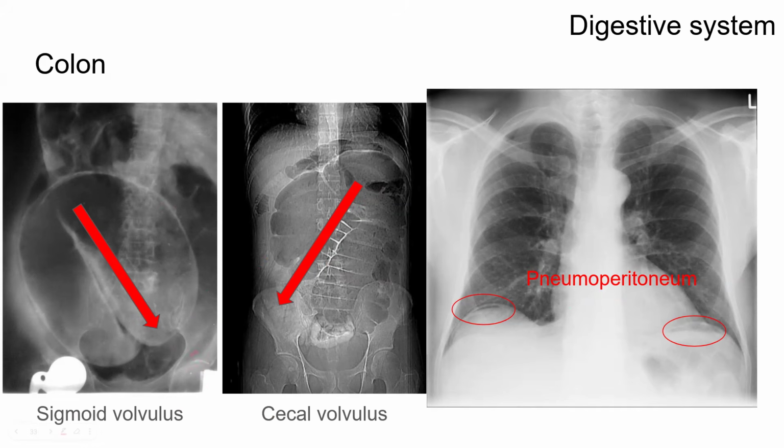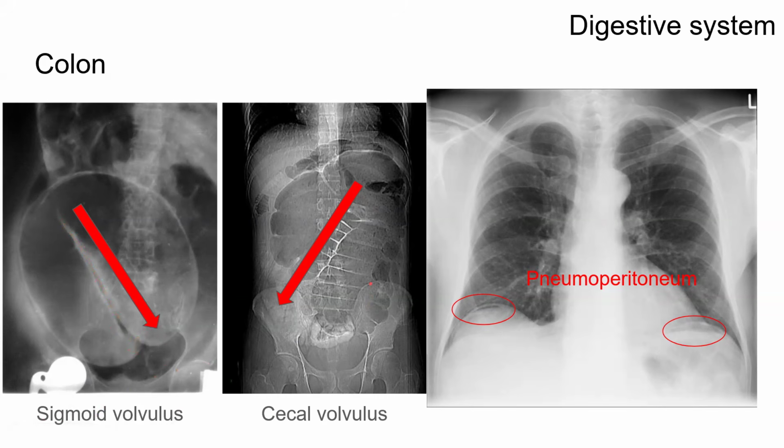So starting from left to right, sigmoid volvulus is the first one we talked about. You probably hear about the coffee bean sign. So this picture really looks like a coffee bean. Another way that you can remember sigmoid volvulus: the sigmoid colon is in the left lower quadrant. So if you take this marking here and draw an arrow down, it's pointing to the left lower quadrant. So sigmoid volvulus.